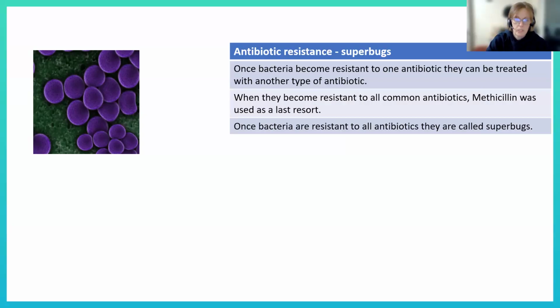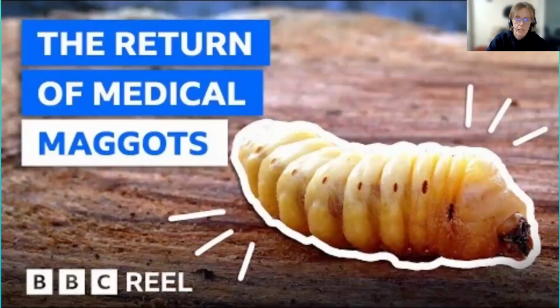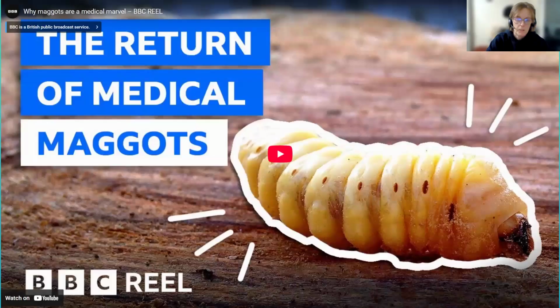Once bacteria are resistant to all the antibiotics, we call them superbugs. And C. diff is an example, and obviously that MRSA that I was talking to you about.